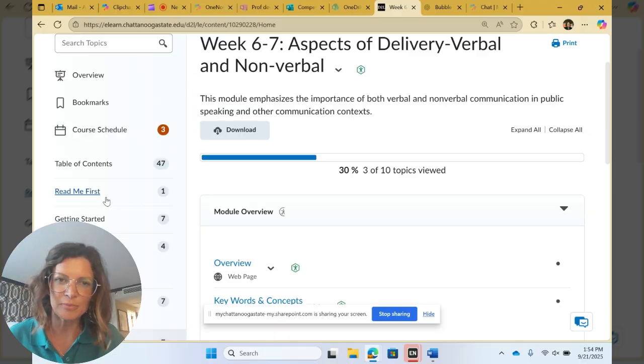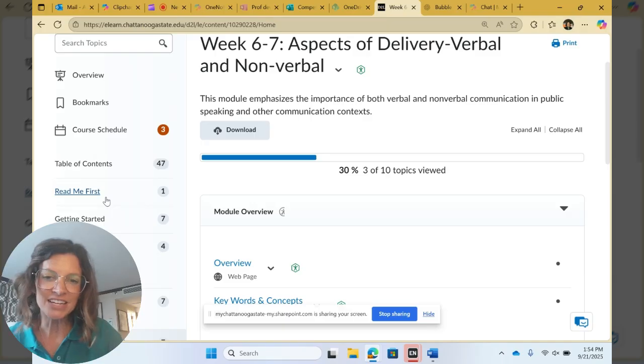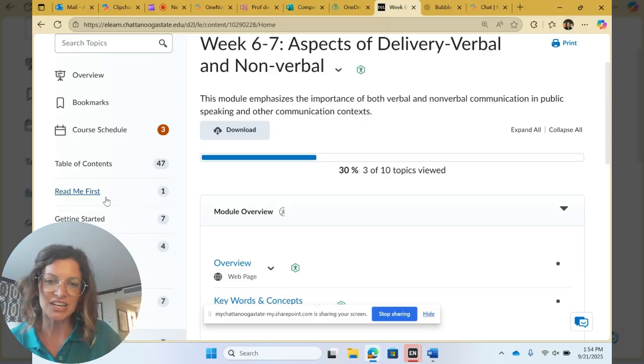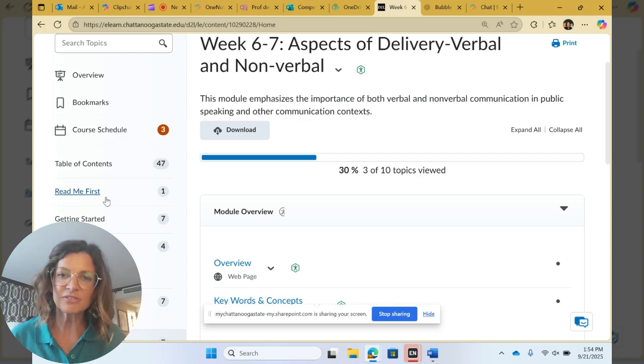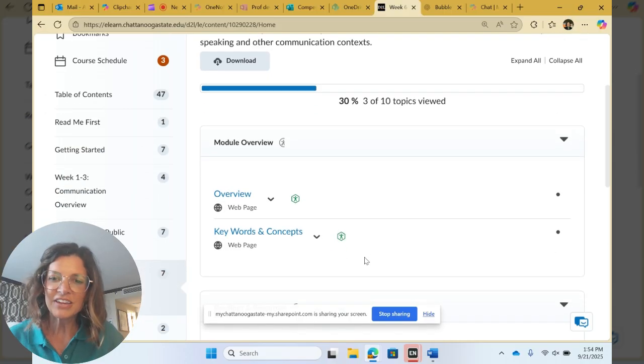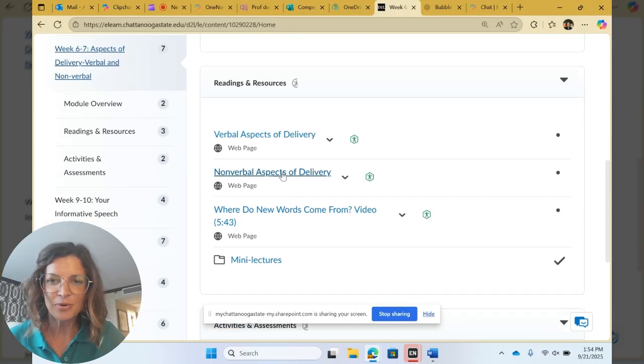Of course, we are moving forward in the speech planning process. So, you have submitted your topic selection report and then most recently the research assignment. Pay close attention to the feedback that I give you for that research assignment as we lean forward this week. So, looking at the verbal aspects of delivery and then your reading for the nonverbal aspects of delivery.